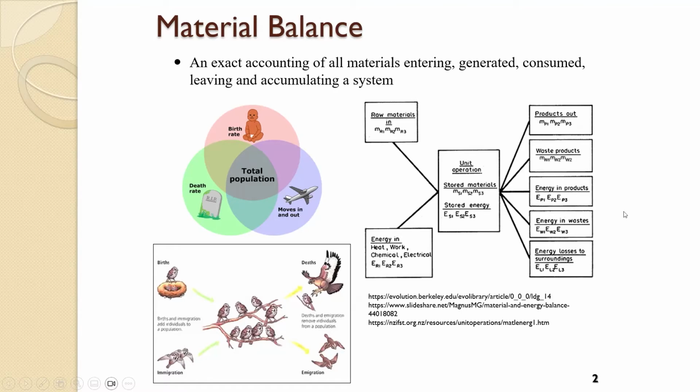However, when you look at it from a chemical engineering perspective, similar to how we applied the concepts here, it is basically the same. For example, raw materials enter, and then they are combined with energy in terms of heat, work, chemical, or electrical. Then this enters a certain process, let's just say a unit operation, and you produce certain products and certain waste products. And then those have energies stored in them. So basically, it's an accounting.